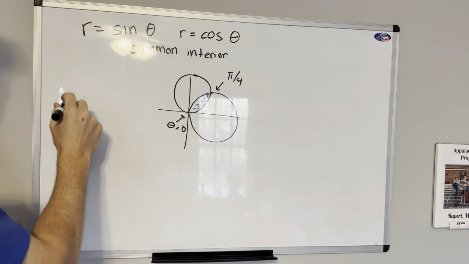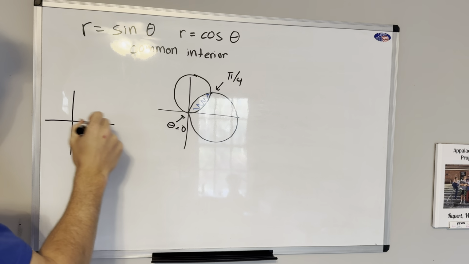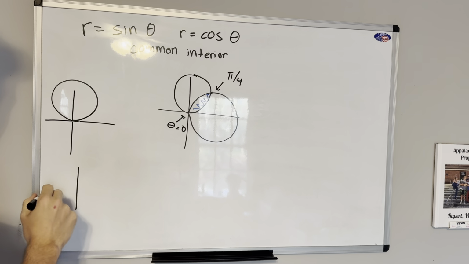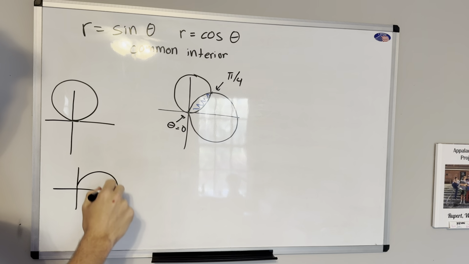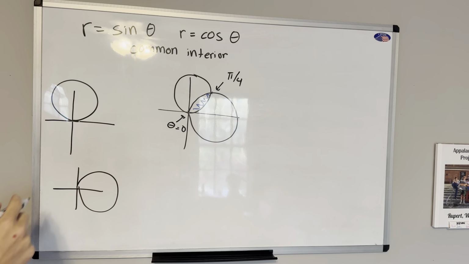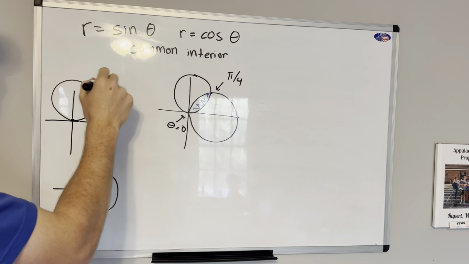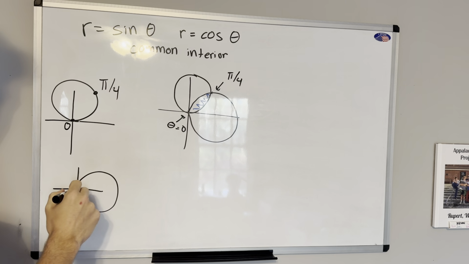So the next step is to graph them individually. So that will be our sine, and that will be our cosine. And then plot out your point of intersection.